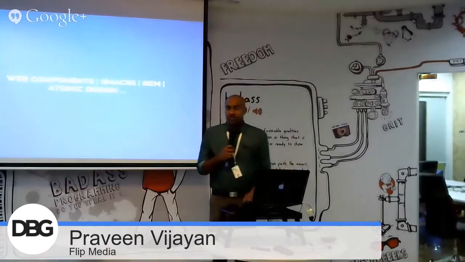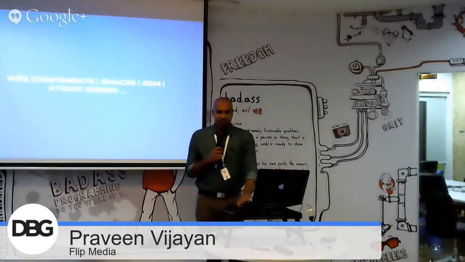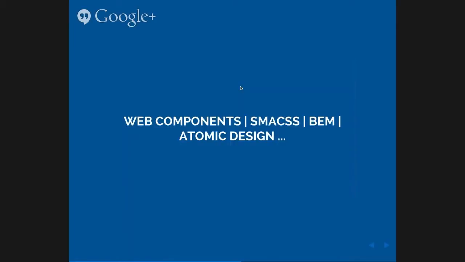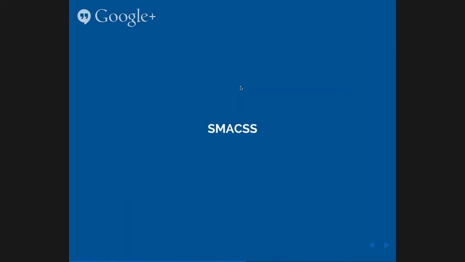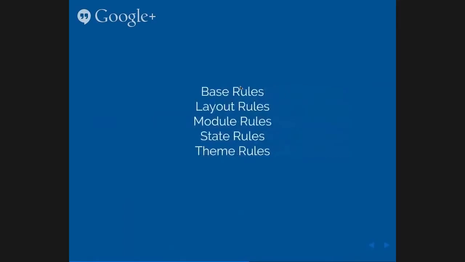There are tons of available guidelines, like web components, SMACSS, BEM, atomic design, and many more. We are using SMACSS and BEM, actually with a kind of variation in what we have implemented. I will tell you about SMACSS first. SMACSS tells how to organize the files: base rules, layouts, modules, state rules, and theme rules. This is how SMACSS defines how to organize our CSS.